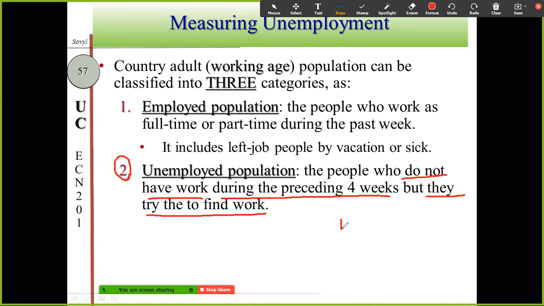Preceding week, for example, today is Monday. So from Monday today to last Monday, this is the preceding week.